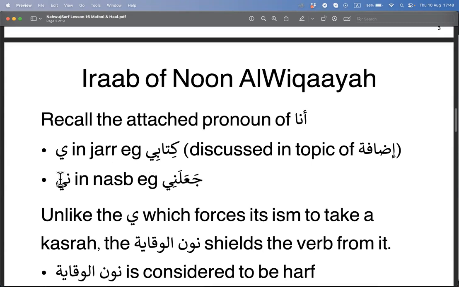And then in the nasab version, it's actually still the ya is our ana. So ja'alani is make me. He made me. So here we have a noon. This noon is called noon wiqayah. Wiqayah means a shield. So it protects the verb, the last letter here, the lam, from having a kasra. Because if you don't have this noon, then this ya will force this lam to get a kasra also, right? It will become ja'ali, like kitabi.